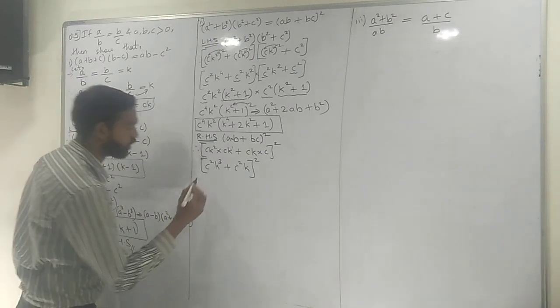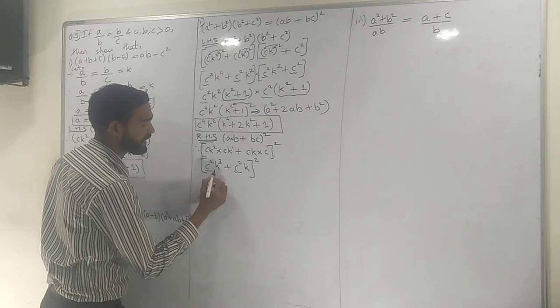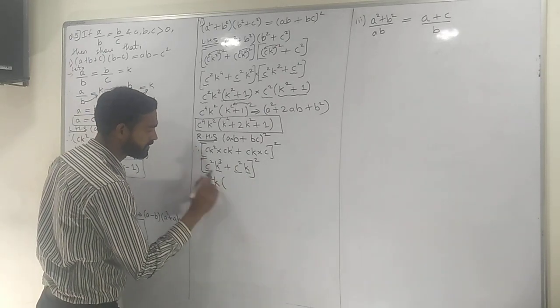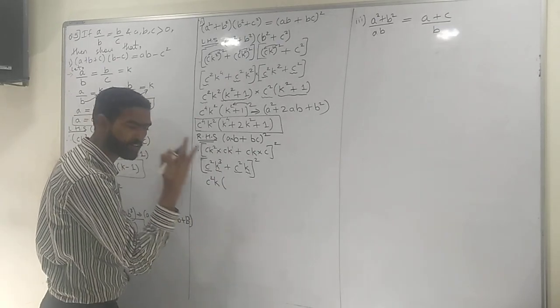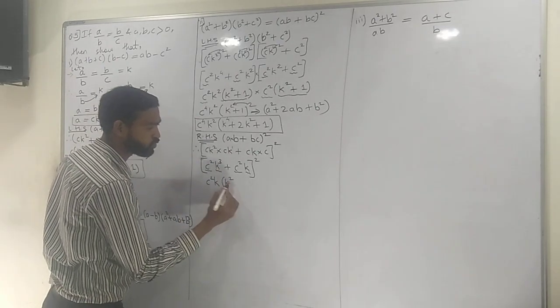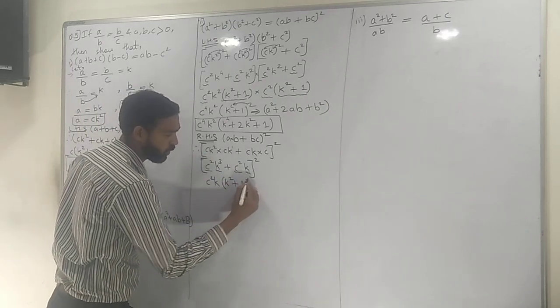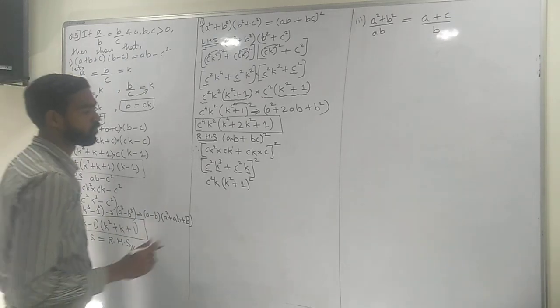Now can we take something common? Yes. What? C square I can take common. What else? I can take this K1 as common. So I am taking K common. C square I have taken common. What do I have left? It was K3. K1 I have taken common. So we are left with K square. Everything we have taken common here. So we are left with 1 the whole square. Clear? 1 the whole square.